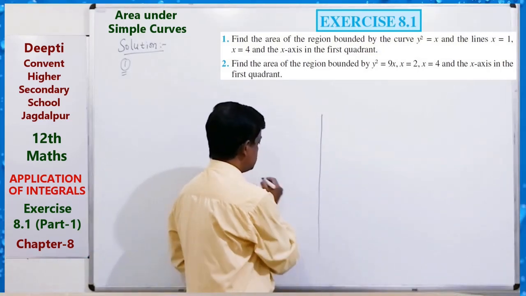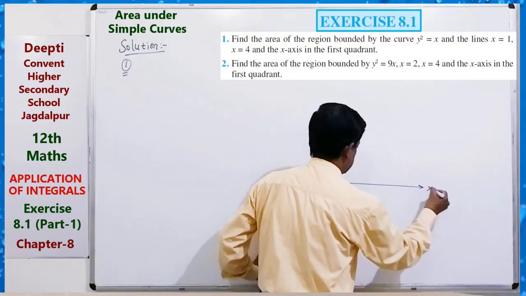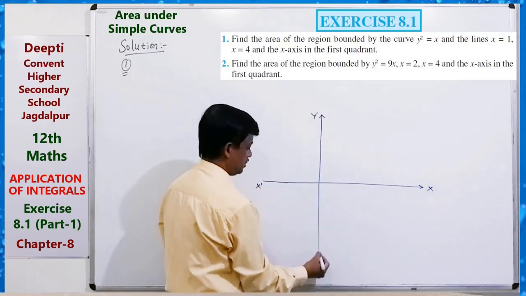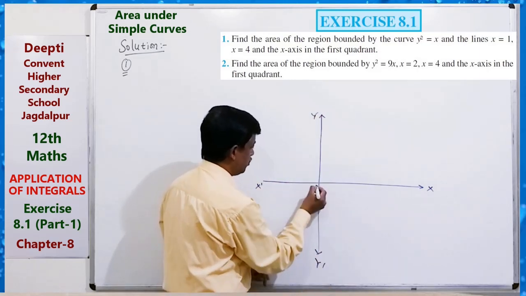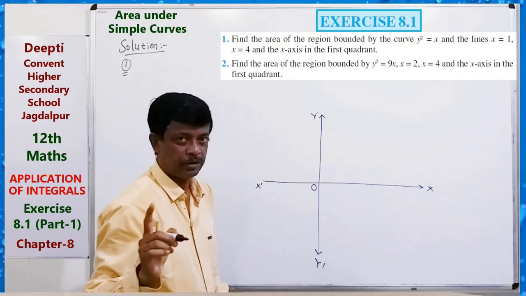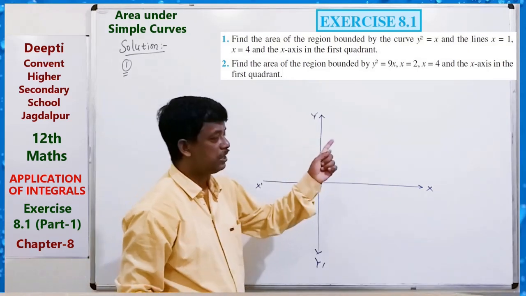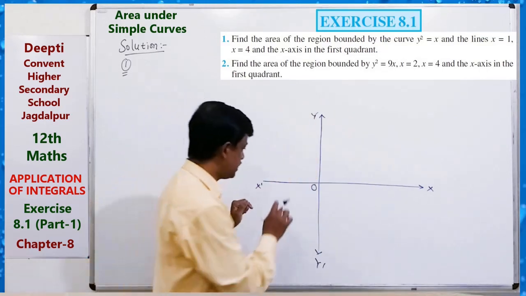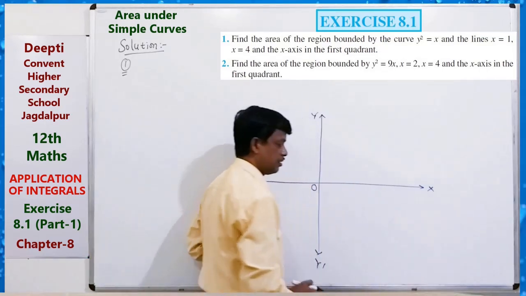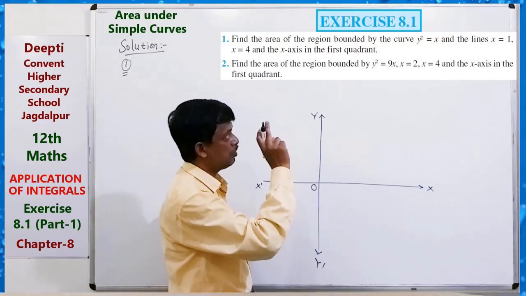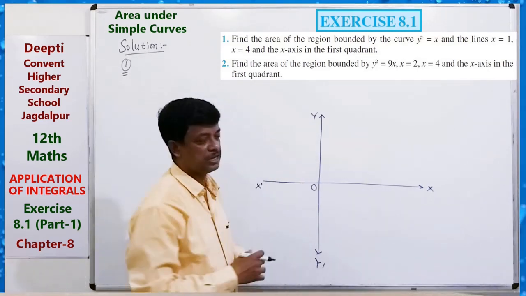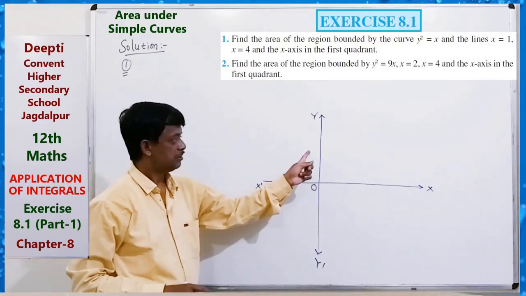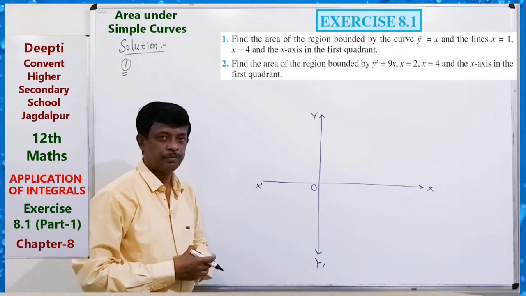Okay. This is x axis, y axis and origin. How many curves are there? X equal to 1, x equal to 4 and y square equal to x and x axis. This is x axis. Clear? Curve y square equal to x. Y square equals to x, you know. It is a parabola.